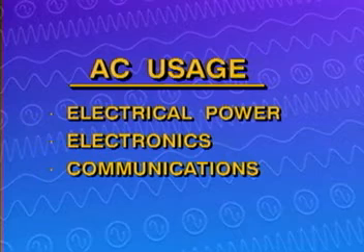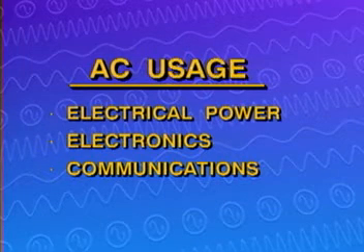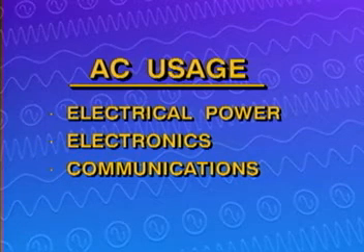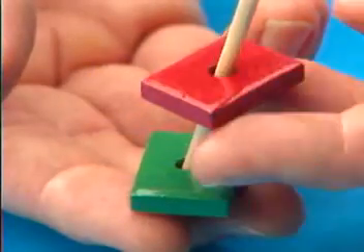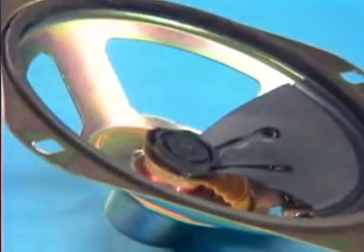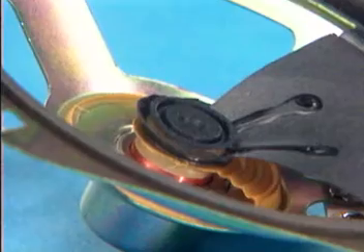Let's stop here and review what you've been shown. In this video, you've been introduced to 3 main uses of AC: for electrical power, for electronics, and for communications. The basic characteristics of magnetic fields were discussed. You've seen how magnetism and electricity are related. The principles behind electromagnets were presented. Finally, you were introduced to some devices that depend on electromagnetic principles for their operation. In the next video, you'll see how generators produce electricity using magnetism and how electric motors use magnetism to develop their rotational power.